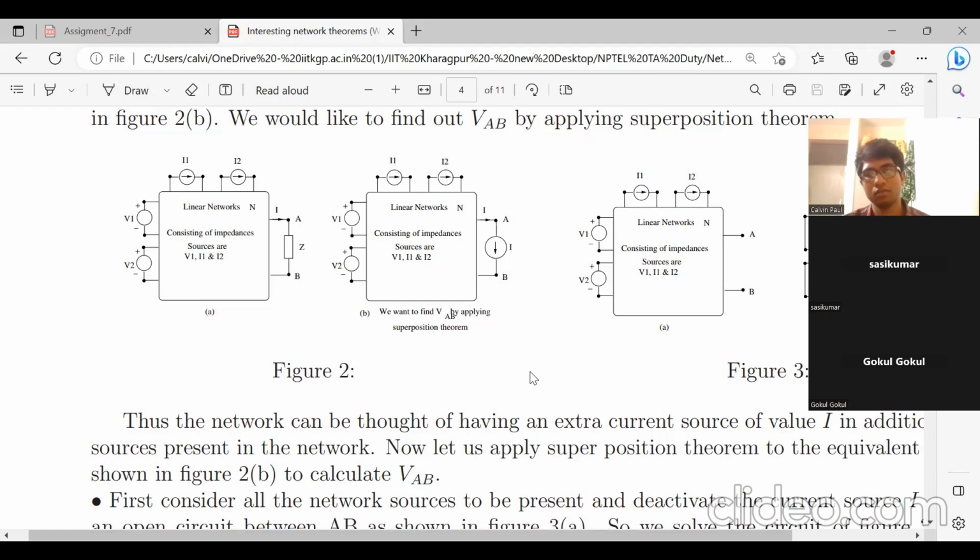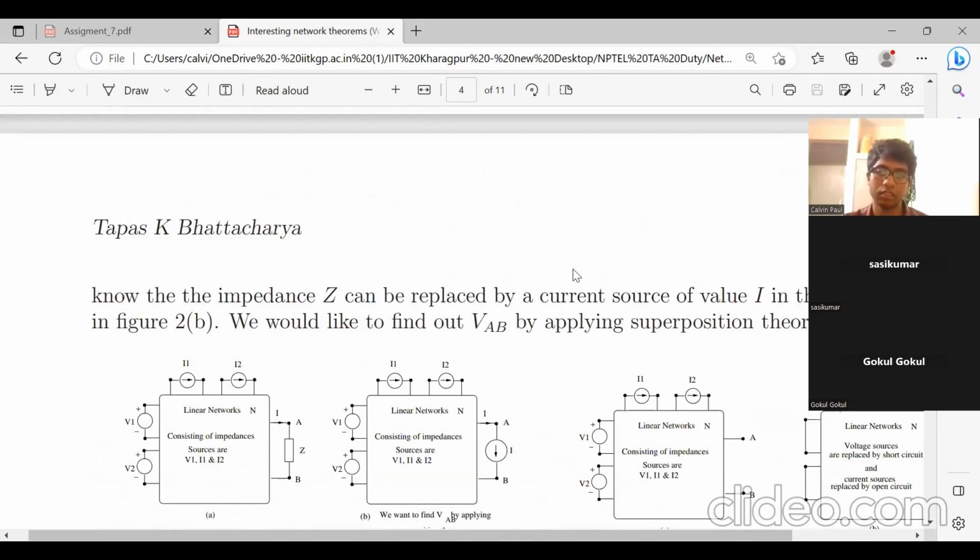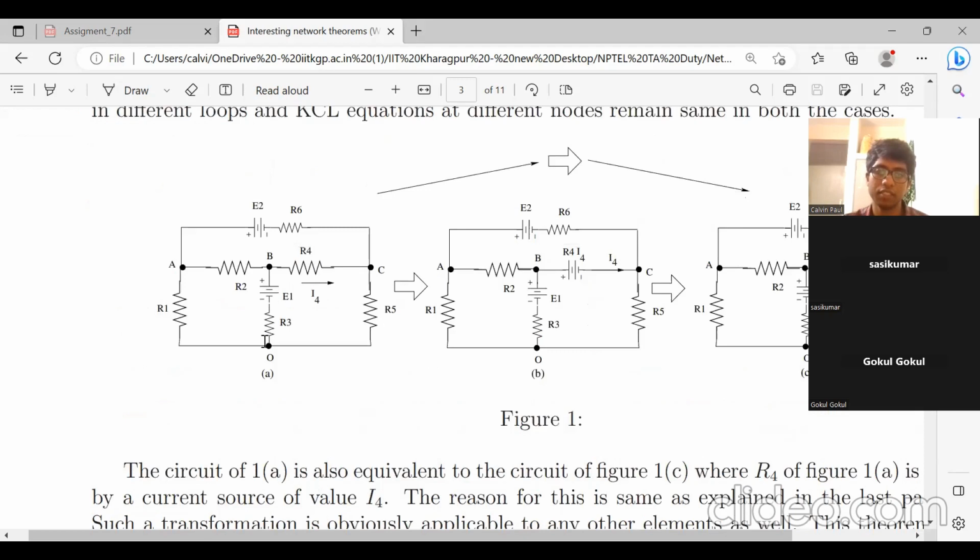Then we will find the current when the voltage source is present, then again when the other current source is present. What will the current be? When we add up the total current, it will be the superposition theorem. Okay, yes, it's correct.